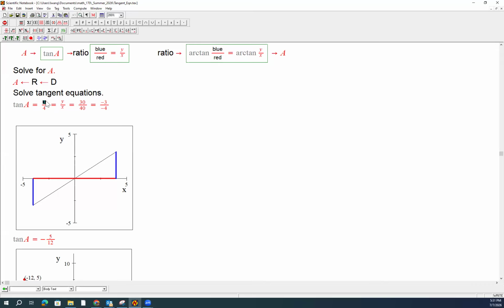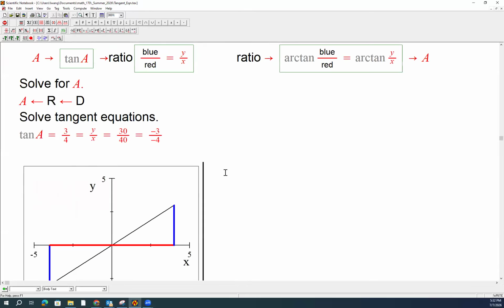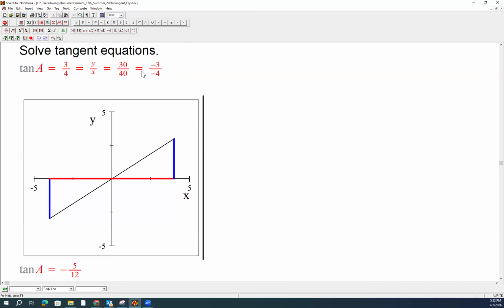So y could be 3. If y is 3, x will be 4. If y is 30, x will be 40. If y is -3, x will be -4. So you see it from that perspective. From that, we drew this picture. What I drew here is that 30/40 results in the same line as 3/4, so I'm just going to remove that.